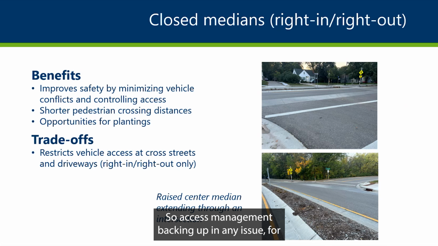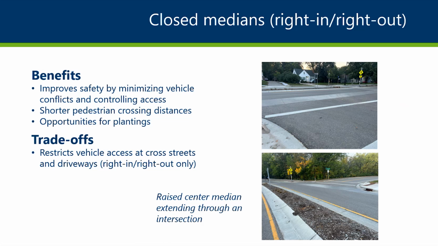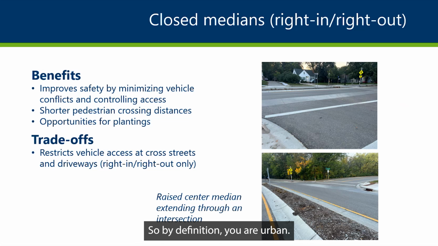You can do a raised median in the center, and that effectively closes off the intersecting streets so that it's right in, right out only. And what that does is that the traditional intersection has 36 conflict points, right? Of places where you have potential exposure for a crash. It cuts it in half. So by definition, you created a safety improvement.